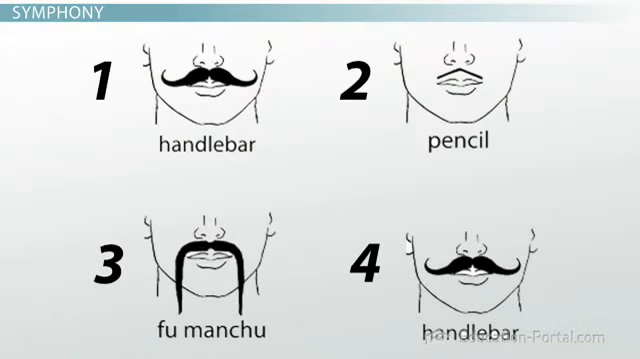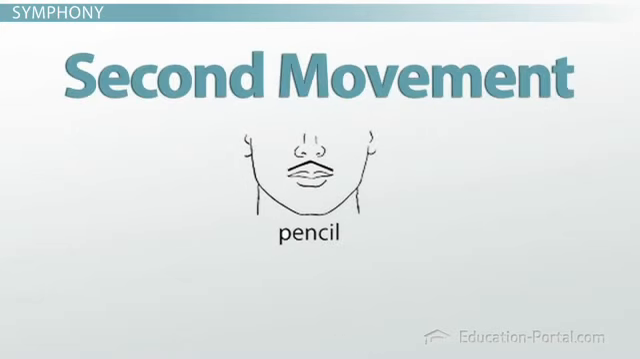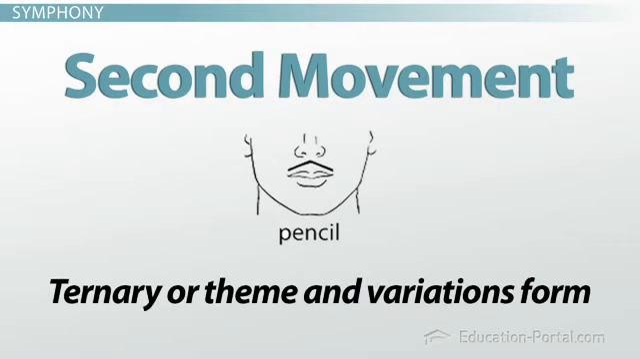Each of the 4 movements has a typical speed and form associated with it. The first movement is usually fast and is sonata form. The music of this movement is so often at an allegro or quick pace that it is often referred to as sonata allegro. The second movement presents contrast to the first movement with its slow, lyrical feel. This movement is often in ternary or theme and variations form.